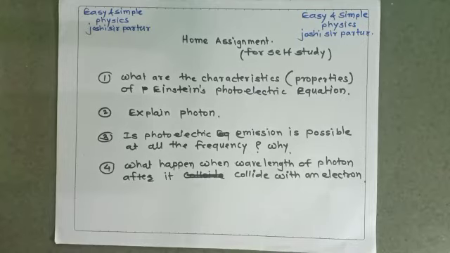An assignment for self study is given. Four questions are given. First, what are the characteristics or properties of the photoelectric effect and Einstein's photoelectric equation? Second, explain photon. Third, photoelectric emission is not possible at all frequencies. Why? And the fourth question is what happens when a photon collides with an electron.